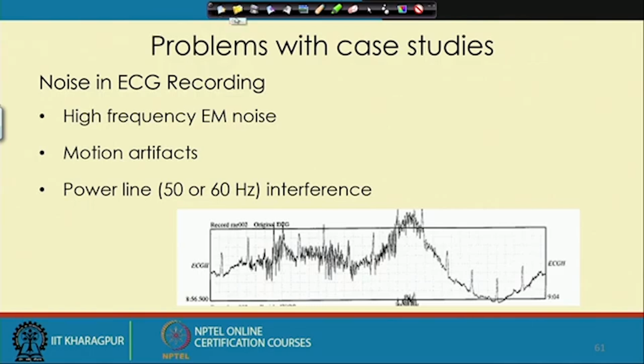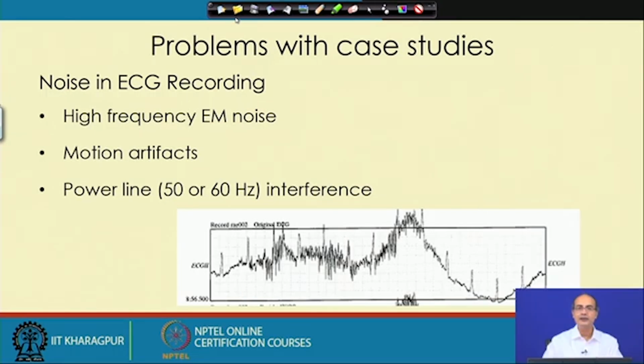Next, we get another prominent kind of noise, that is power line interference. Power line interference is 60 hertz in the United States, and in Europe and India, these places, we have 50 hertz. In both cases, these signals are much lower frequency compared to our communication signals, but they are very well within the band of our biomedical signals. So, we need to think about them and how we get them.